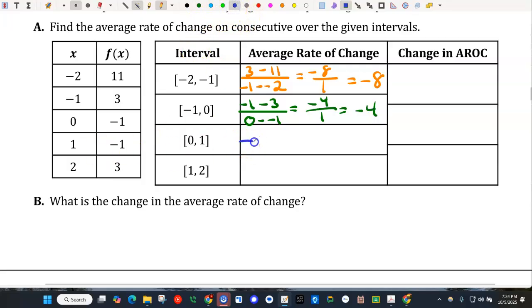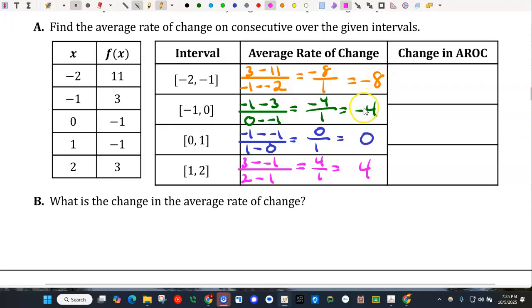Let's keep going. We have 1 minus 0. So 1 is negative 1. Minus 0 is negative 1. So we'll have 0 over 1, which is just 0. And lastly, we'll have 2 minus 1, which is going to be 3. And 1 is negative 1. So here we'll get 4 over 1, which equals 4. So notice how these are not the same.